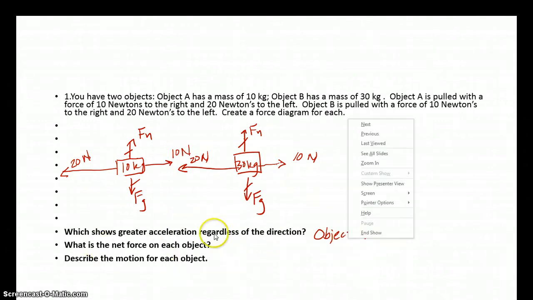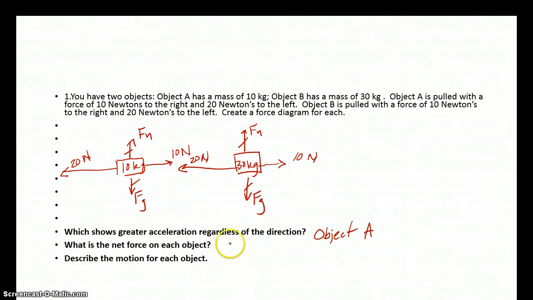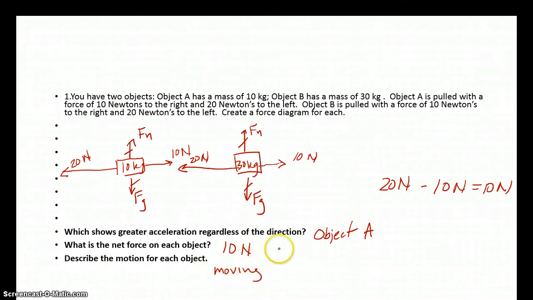What is the net force of each one of these? Each of these has a net force of 10 newtons because 20 newtons pulling to the left minus 10 newtons pulling to the right is a total of 10 newtons. And for these, both of these objects are moving, and I should say accelerating to the left.